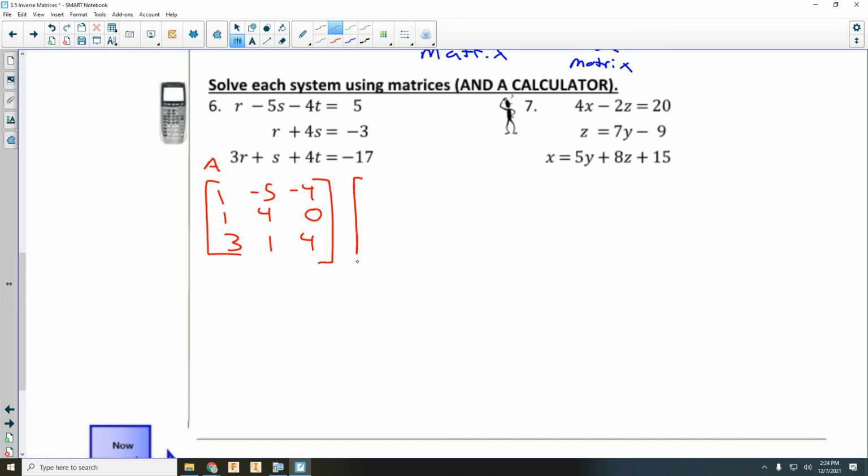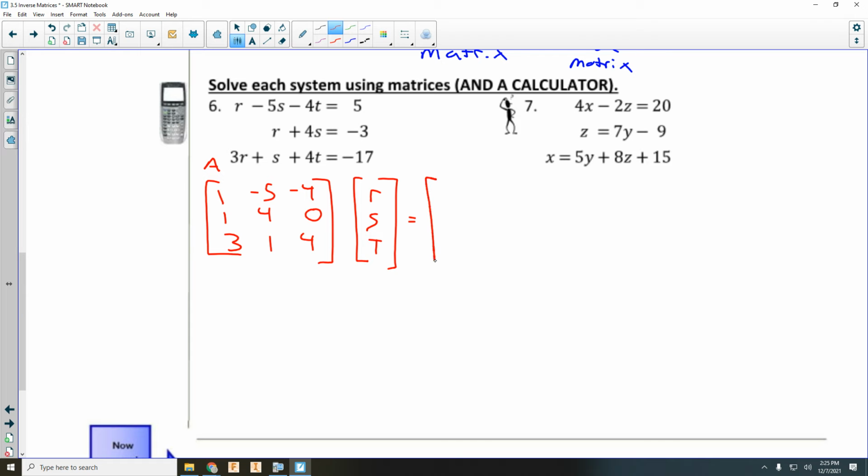What is my variable matrix? My variable matrix is R, S, T. Because now, understand, if I multiply, I multiply a row times a column, right? So that's 1R minus 5S minus 4T. Second row, 1R minus 4S minus 0T. Third row, 3R plus 1S plus 4T. It's just matrix multiplication. This is going to be the same equation written as a matrix.